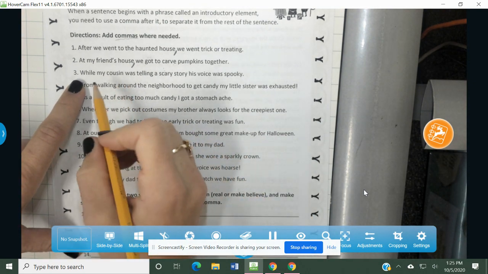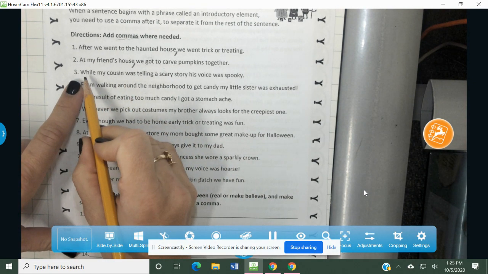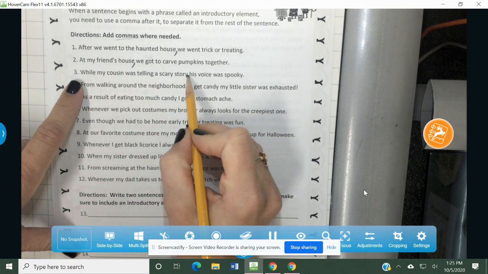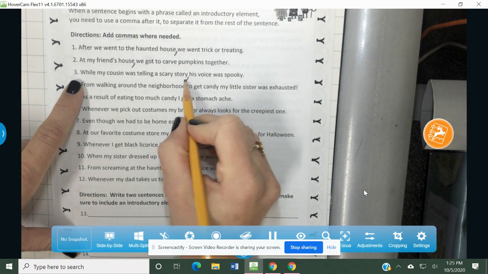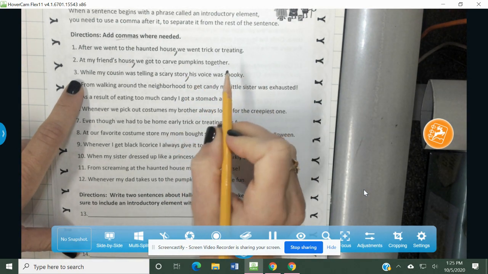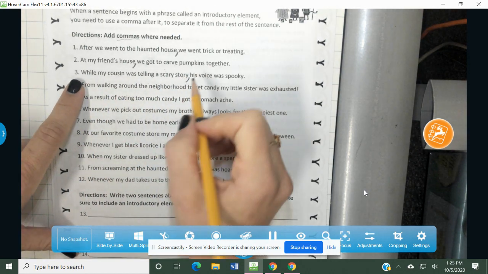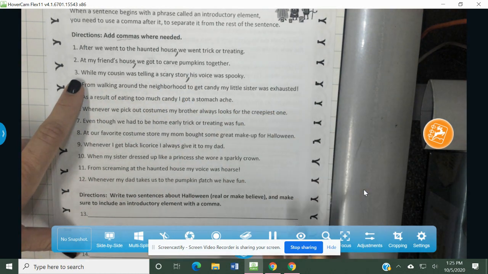I'll also do number 3 for you, just to help you get started. While my cousin was telling a scary story, his voice was spooky. So the sentence is about his voice being spooky, and he's telling us that this was being told while his cousin was telling a scary story, so it needs to be separated.